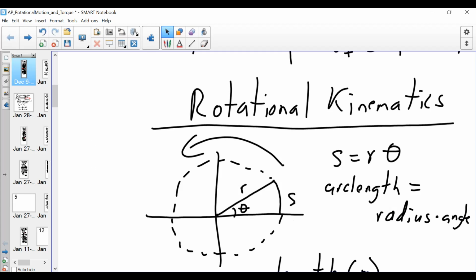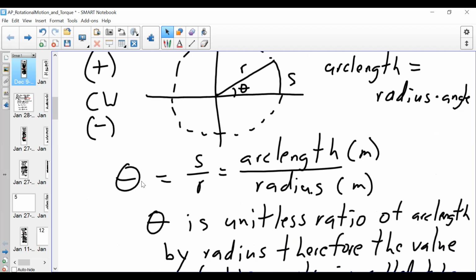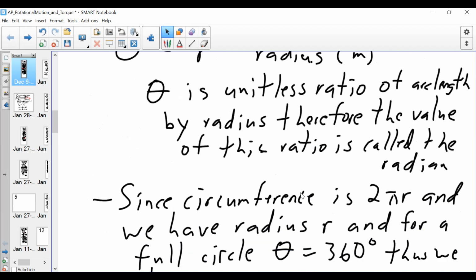So counterclockwise rotations are positive directions, and conversely, clockwise rotations are the negative direction. So this distance, which is similar to x in linear kinematics, s is equal to r theta, our arc length is equal to radius times angle. The angle theta is in terms of radians because we have meters divided by meters, arc length divided by radius, and we get a unitless number that we call the radian.